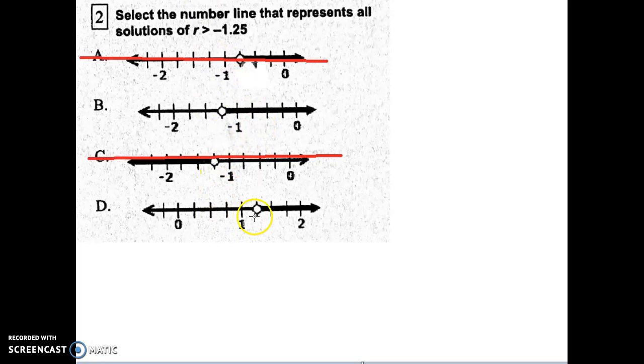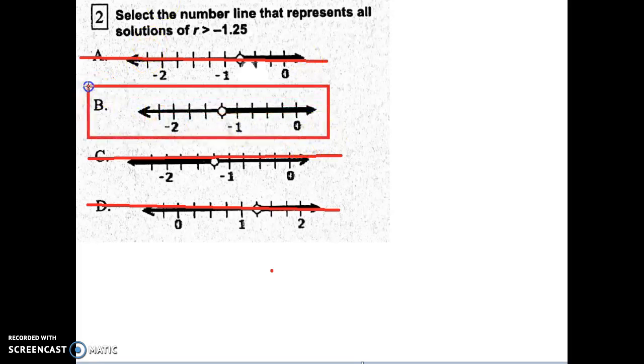Same thing here. If you look over here, this dot's in the wrong spot. This is between 1 and 2. So this is 1.25, not negative 1.25. So you can cross this off too. And our last answer, negative 1.25 would be about here. And it's going to the greater than side, right? So that's why this is our answer. There's my answer.